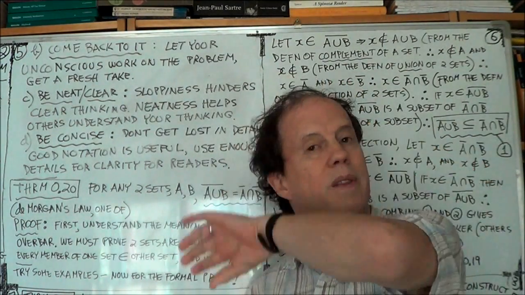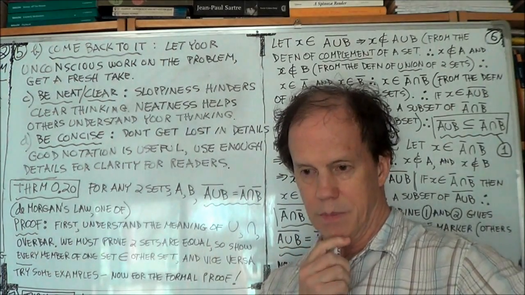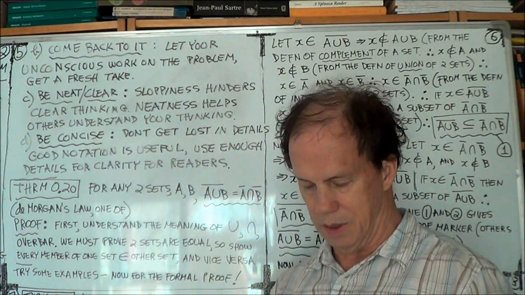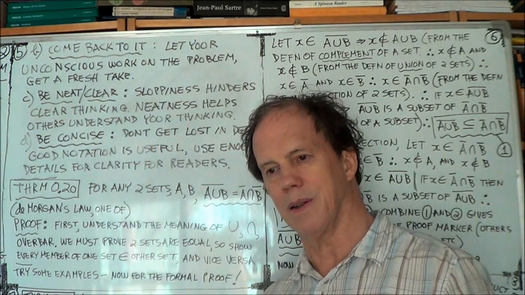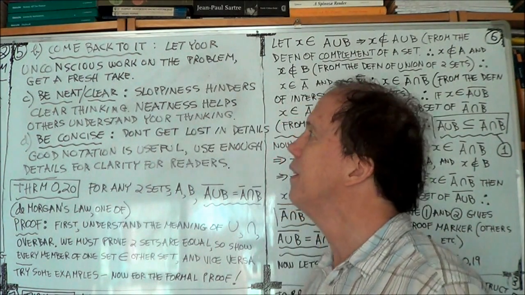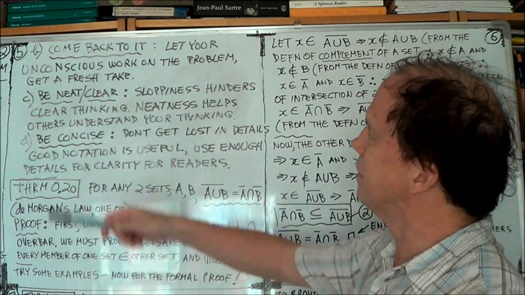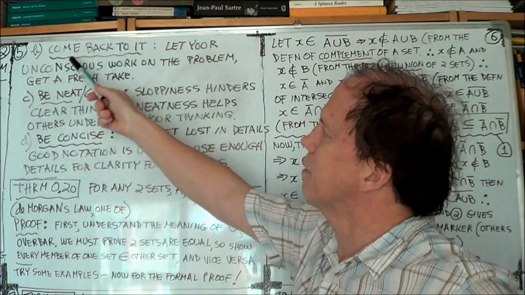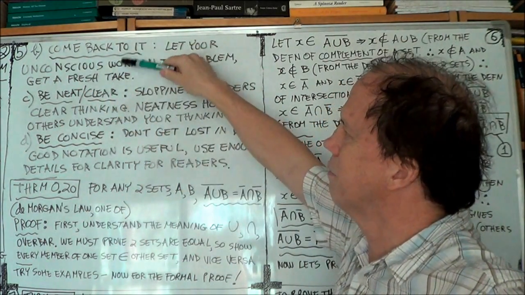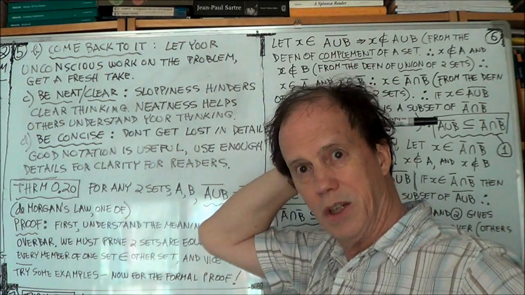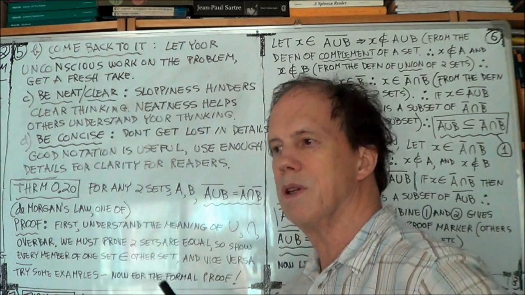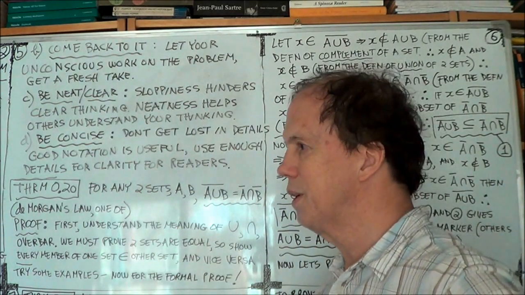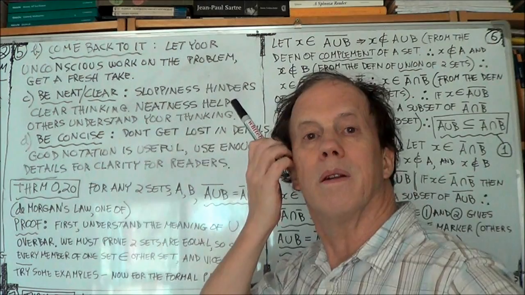So, continue on with some broad hints on what to do when you get stuck, how to go about proving stuff. The last one we mentioned, come back to it. We talked about this one: let your unconscious do some work. So don't give up just after one try. Keep at it, because you may have a new approach on later attempts.